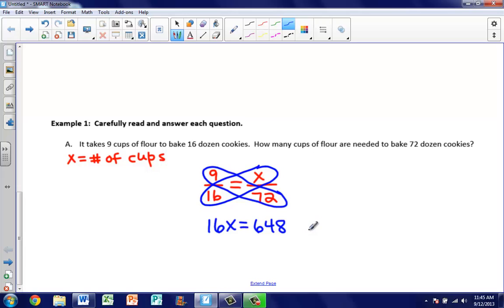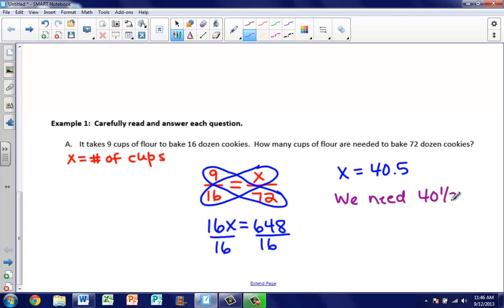Now, once again, we just have a nice one-step equation. To get x by itself, we divide both sides by 16. So x is equal to 40.5. Now remember, you do not stop there. We need to make sure we answer our question completely. How many cups of flour are needed to bake 72 dozen cookies? We know that when we talk about cups in baking, we don't say 40.5. Instead, what we should do is write this as: we would need 40 and 1/2 cups of flour.